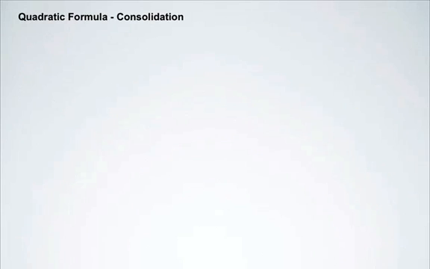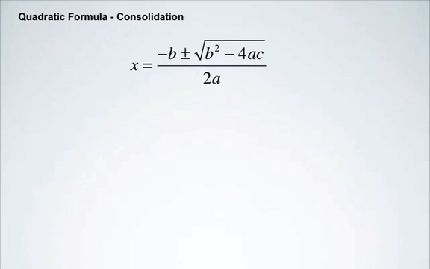Let's consolidate or review what we have discovered. Here's the quadratic formula. What we need to pay attention to is what's underneath this square root: b squared minus 4ac.